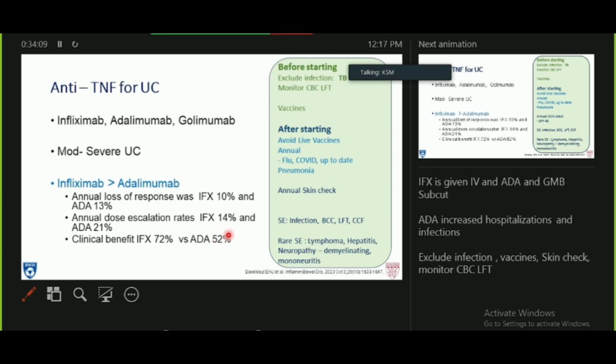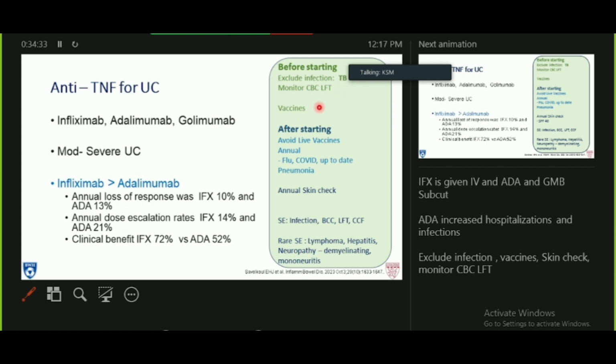Because these drugs cause potent immunosuppression, you need to exclude infection. So TB is something that we are really rigorous about excluding. We tend to use the T-SPOT or the TB QuantiFERON test rather than the Mantoux test, because very often these patients have been on steroids, and that can lead to a false negative Mantoux result.